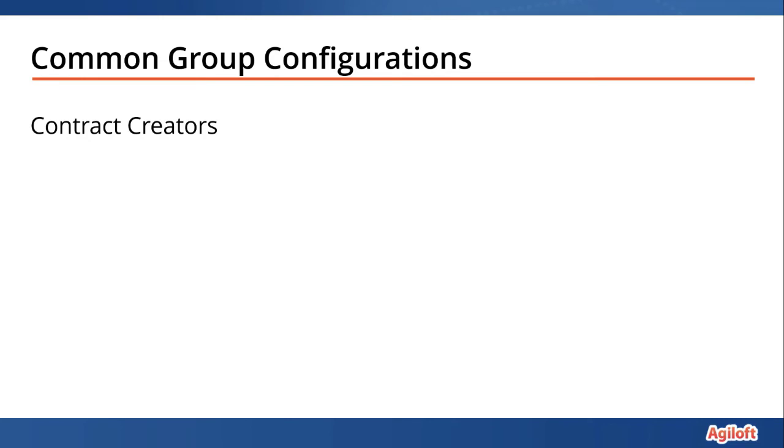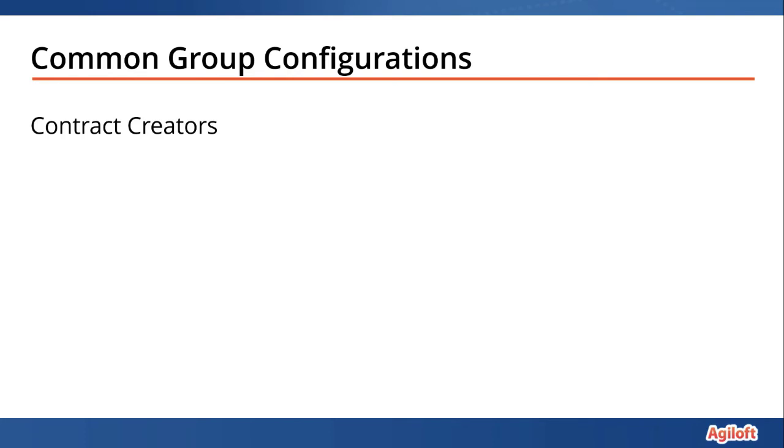Before we wrap up today, let's look at a few of the more common ways that permissions are configured within the system. All of these groups are present in our out-of-the-box system. The first group we'll look at is the contract creator group. There are a few ways that this group can be configured.